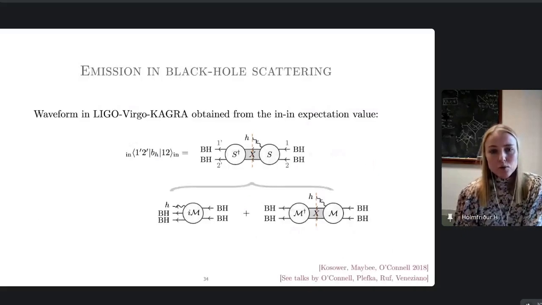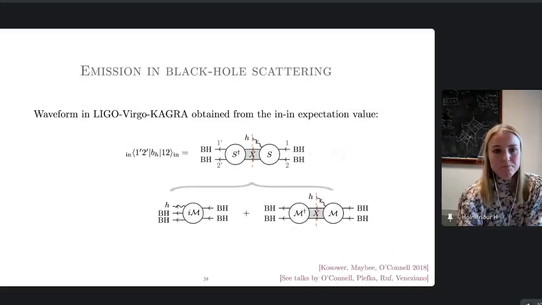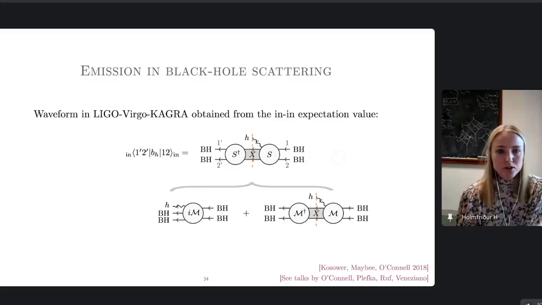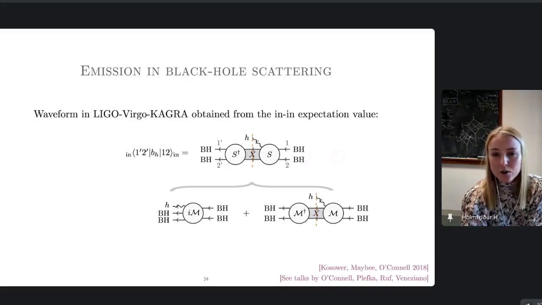Okay, so let's talk more about these types of observables. So let's talk about these waveform observables. What's happening here is that we have basically a scattering of two black holes, for example, in gravity, that we've labeled with 1, 2, and 1 prime, 2 prime. And we then measure a graviton in the future.